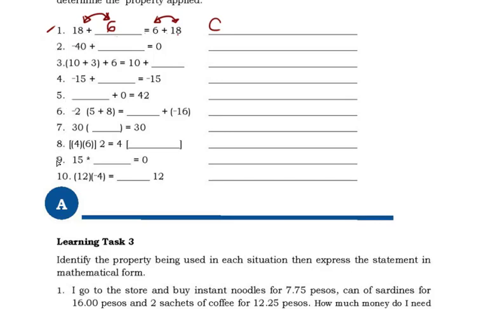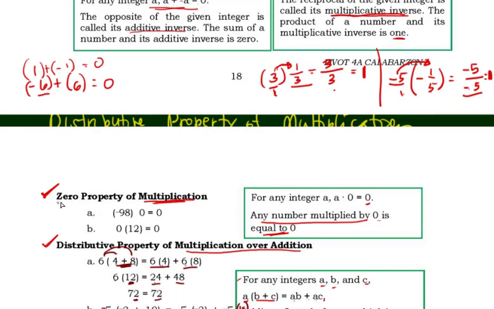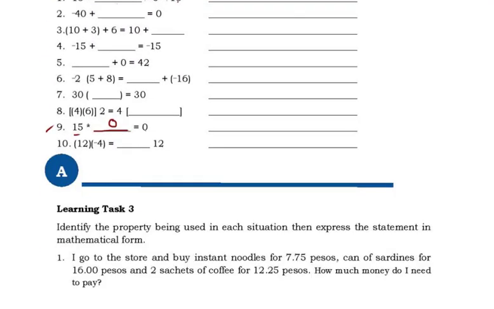Alin pa po ba? Ito. 15 times blank is 0. Ano pong i-multiply natin sa 15 para maging 0? Okay, ang sagot po ay 0. Ano pong tawag doon sa property na yon? Balikan po natin yung ating napag-aralan kanina. Ayan po. Zero property of multiplication. So, meron na po kayong tamang dalawa. Ano? Ito po ay zero property of multiplication.